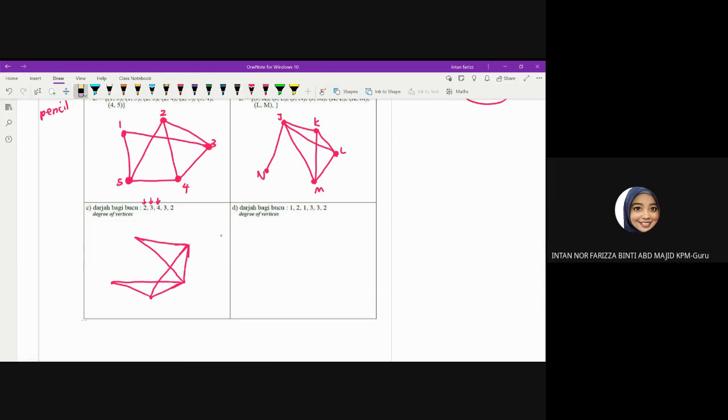So you see, I erase all the numbers because those numbers are not vertices. Those are degree of vertices to show you how many branches are coming out from each point. Okay? All right. Any questions or not?